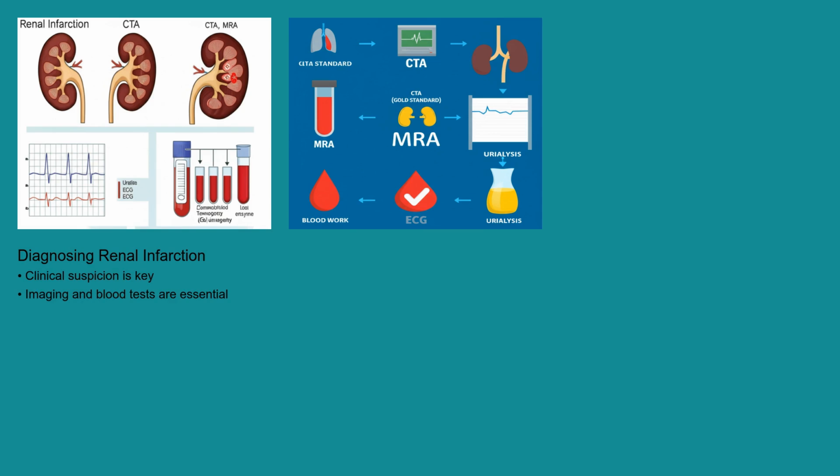Blood tests can also be helpful. Elevated levels of certain enzymes, such as lactate dehydrogenase, or LDH, and creatine kinase, or CK, may indicate kidney damage. Urinalysis can also reveal the presence of blood or protein in the urine. An electrocardiogram, or ECG, can be ordered if the doctor suspects the infarction is associated with heart arrhythmia.